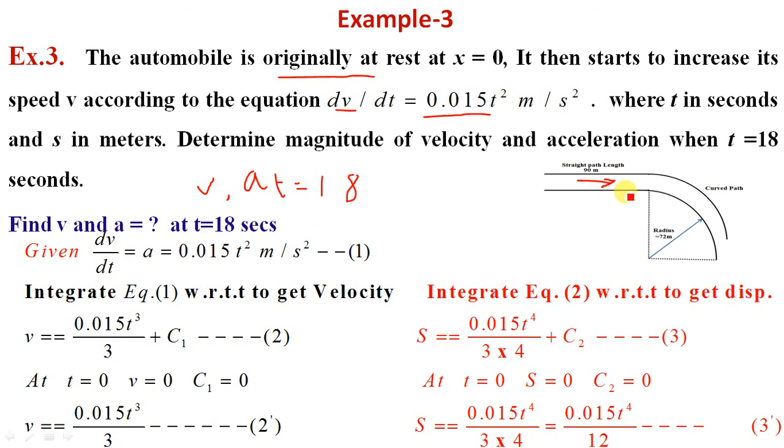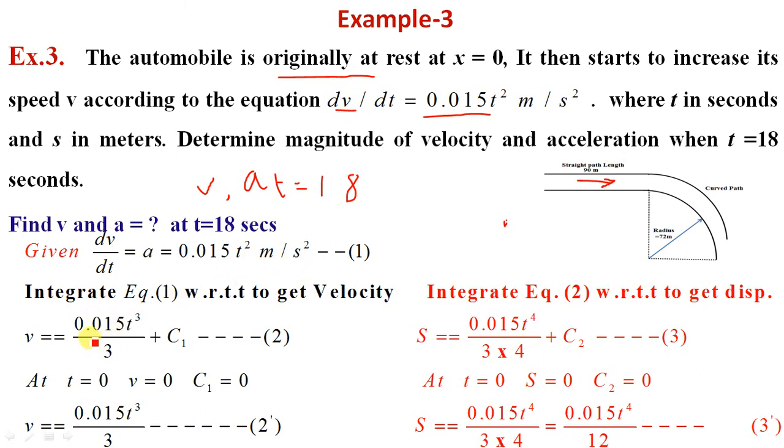So this problem is of rectilinear motion. If the vehicle has entered into the curved path, then we have to use the formulas of curvilinear motion, that is a_n and a_t, that we have to find out. We have to find out v and a at t equal to 18 seconds. So dv by dt, that is acceleration, is given as 0.15 t squared meter per second squared.